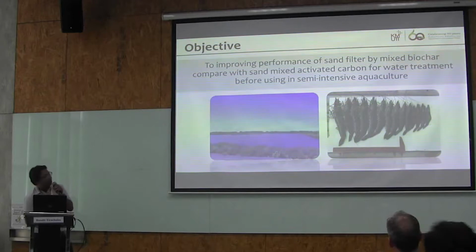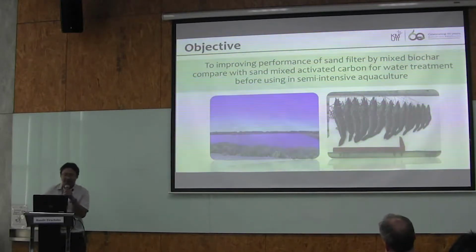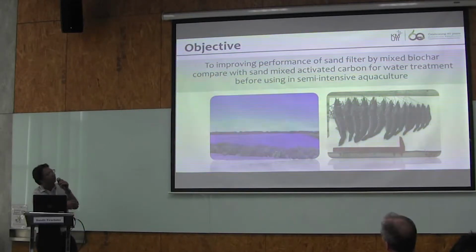In semi-intensive aquaculture, they use a natural water resource for culturing shrimp and fish. Nowadays, the natural water resource is contaminated from urban and industrial sources. That directly affects coastal aquaculture in Thailand. Thus, the aim of this study is to improve the performance of the sand filter by mixing in biochar, compared with sand mixed with activated carbon, for water treatment before use in semi-intensive aquaculture.